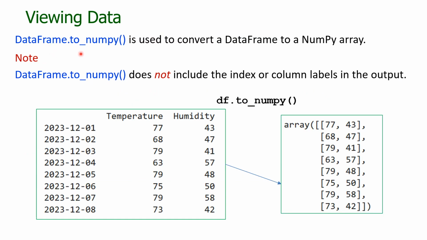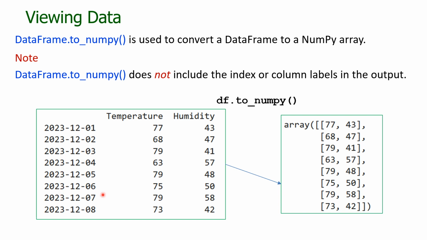There is another function which converts the data frame object into a numpy array, which is called to_numpy. This function is used to convert a data frame into a numpy array, but it does not include the index or the column labels of the data frame in the output. That means, if you look at the example of the data frame that we have created just now, it is having the date time indexing.